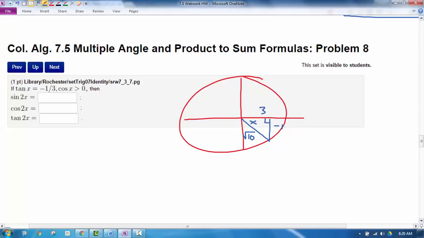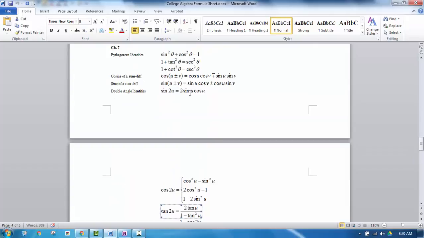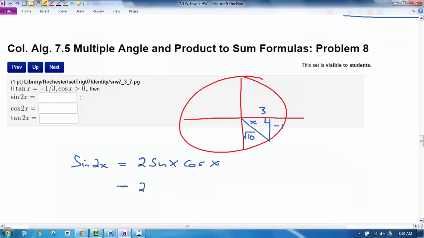Now we want the sine of 2x, so we're going to look at the formula sheet for the sine of 2x, which is actually up here. That's really 2 sine of x cosine of x right here. So that's 2 times sine of x, which is opposite over hypotenuse, negative 1 over square root of 10, and cosine of x is adjacent over hypotenuse, 3 over the square root of 10. So this turns into negative 6 over 10, which simplifies to negative 3/5.